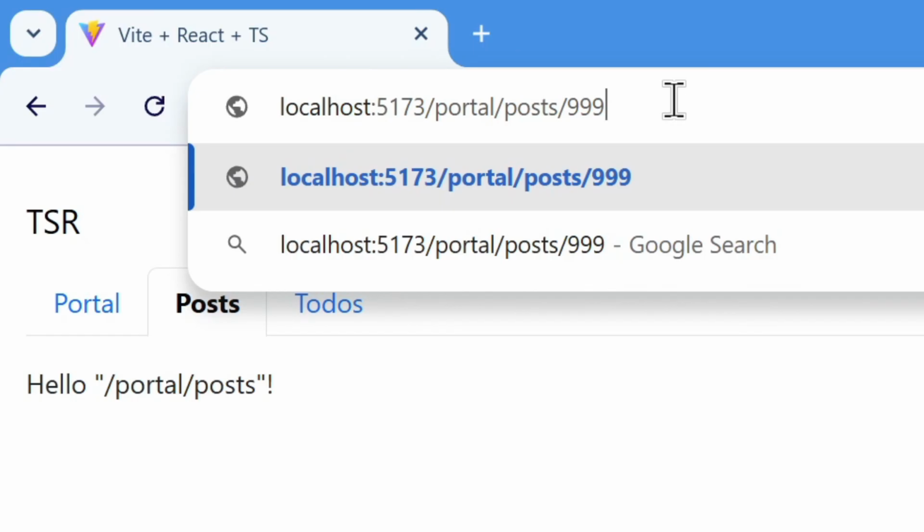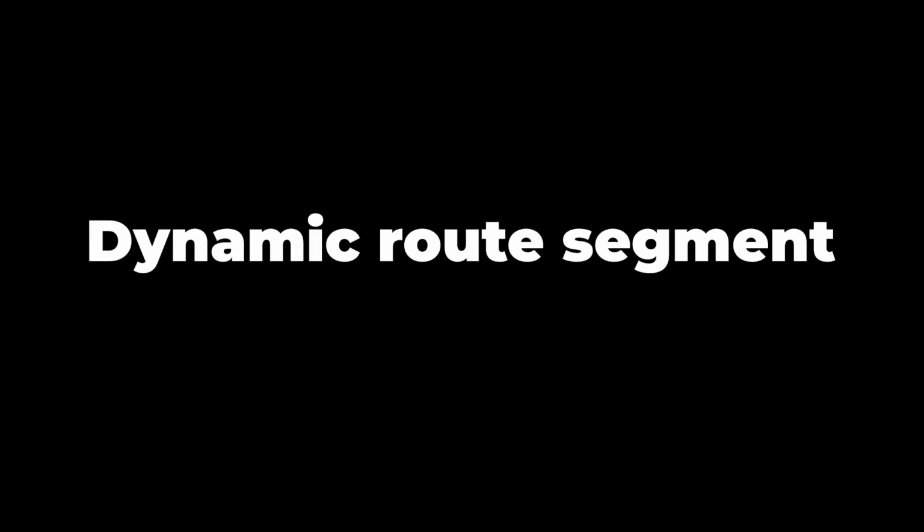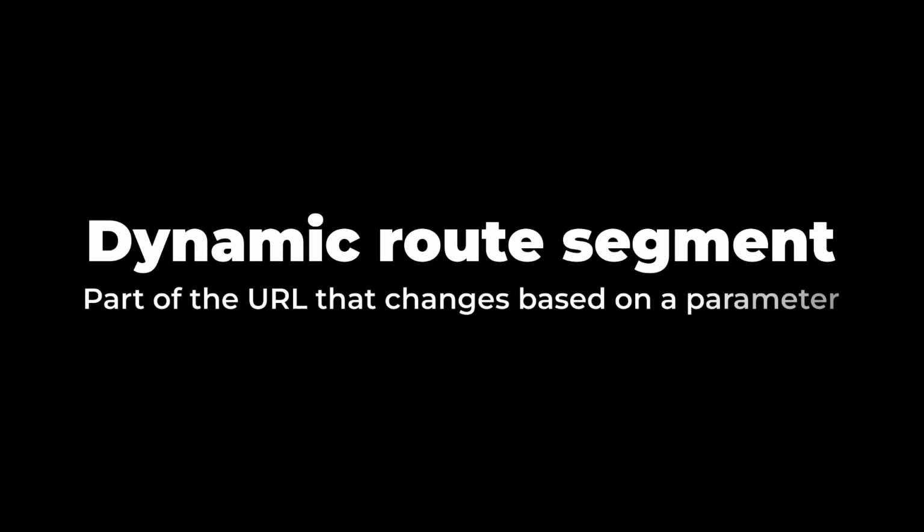Now, we don't want to create a route for every single post. And in that case, we can use a dynamic route segment, which is just a part of the URL that changes based on a specific parameter, for example, a post ID. So let's see how it works.